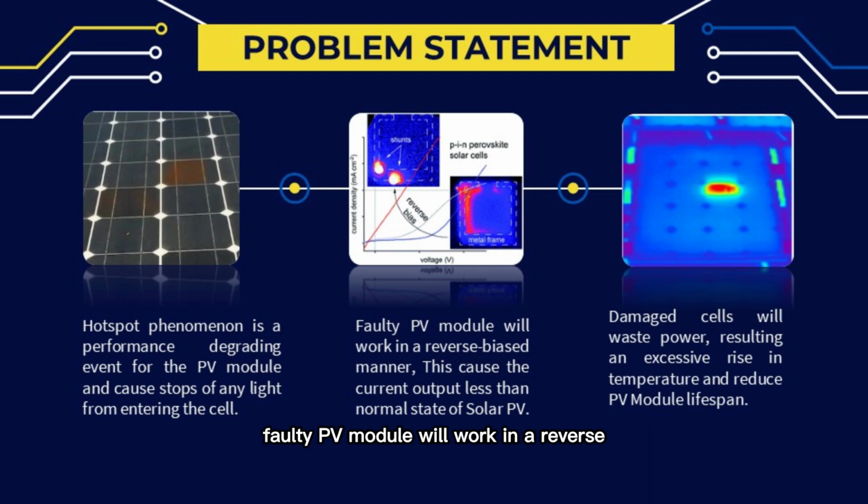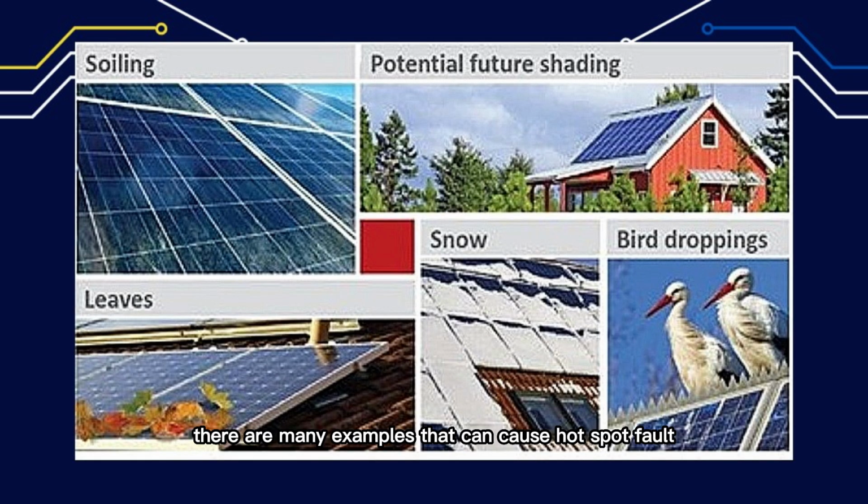A faulty PV module will work in a reverse biased manner. This causes the current output to be less than the normal state of the solar PV. Damaged cells will waste power, resulting in an excessive rise in temperature and reducing the PV module lifespan. There are many examples that can cause hotspot faults, which are soiling, leaf, bird droppings, snow, and potential future shading.